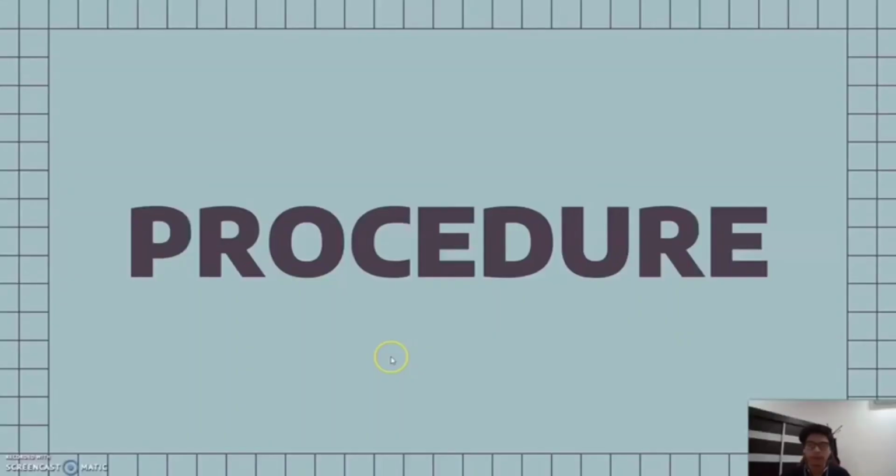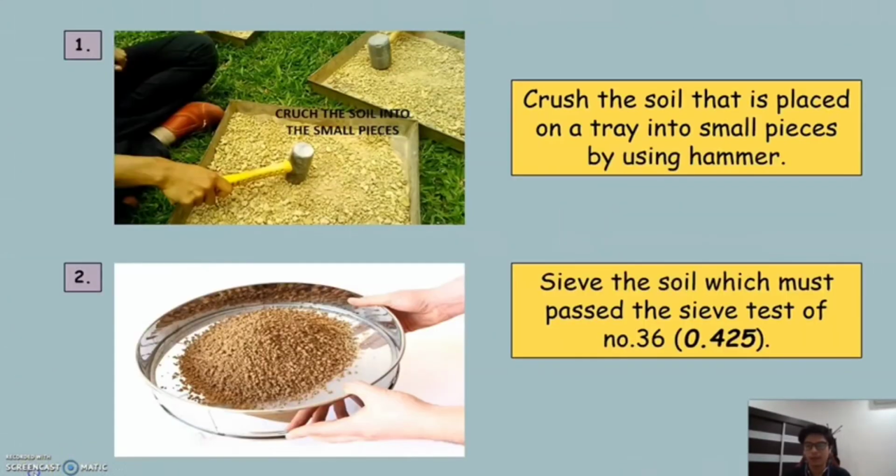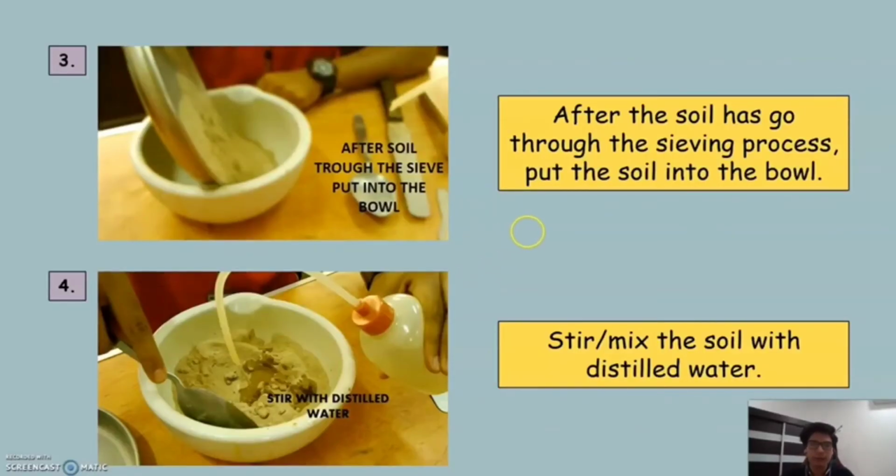Let's go. Okay, there we go, the procedure slide. Okay, so the next slide. For number one, as you can see right here, we have to crush the soil that is placed on a tray into small pieces by using a hammer. The next step is we have to sieve the soil, which must pass the number 36 sieve, 0.425. For step number 3, after the soil has gone through the sieving process, we have to put the soil into the bowl, as shown in this picture.